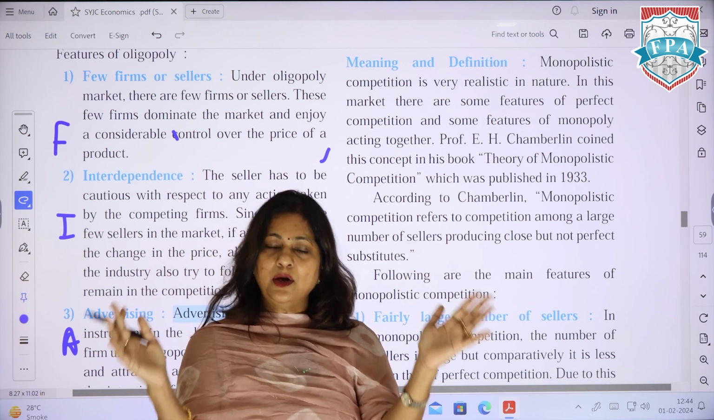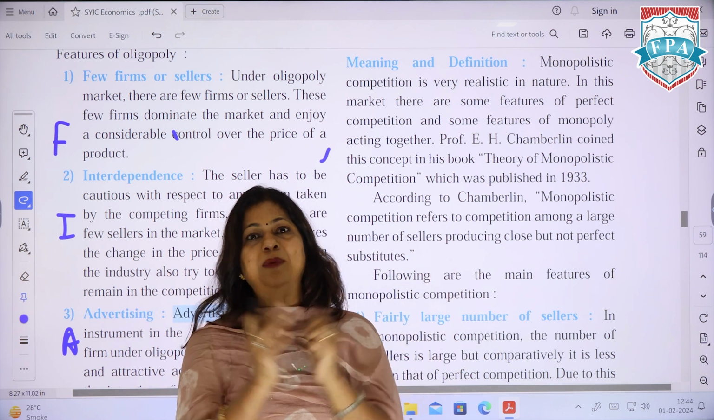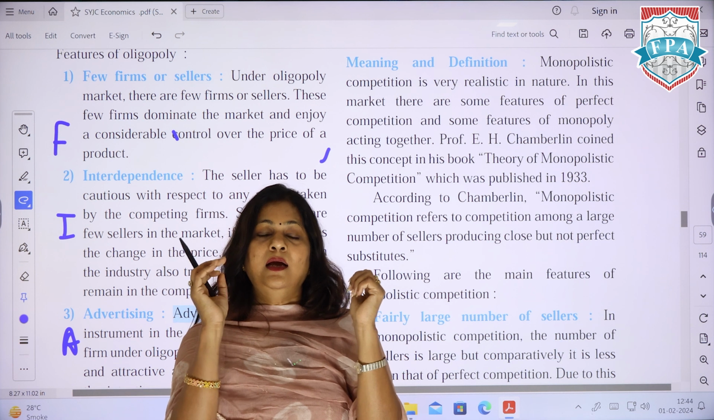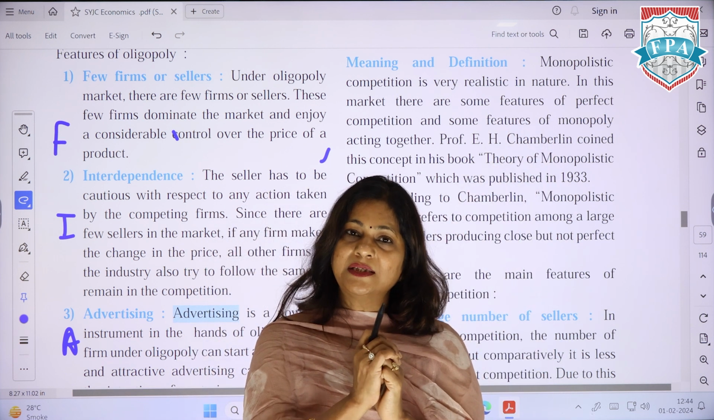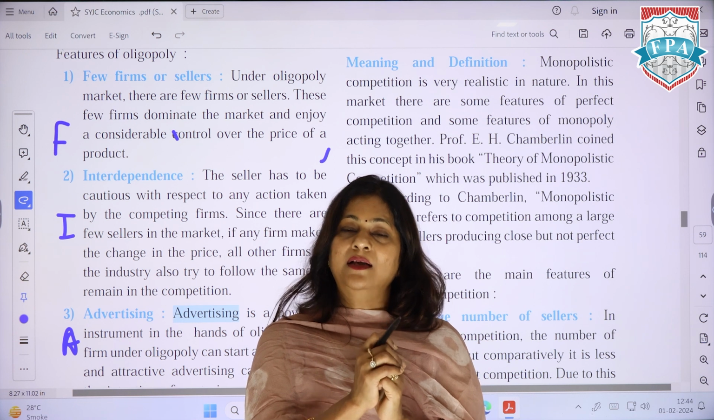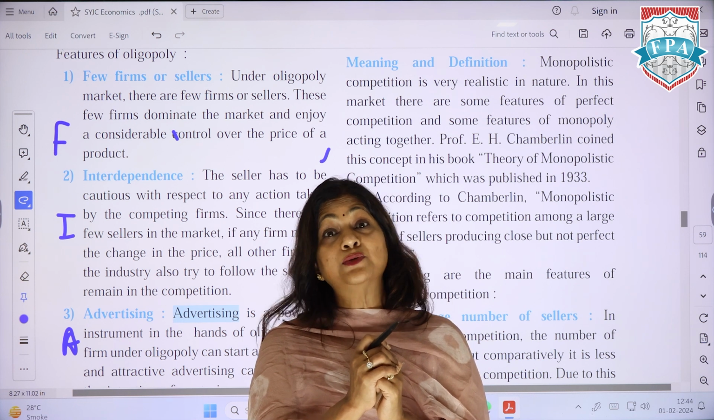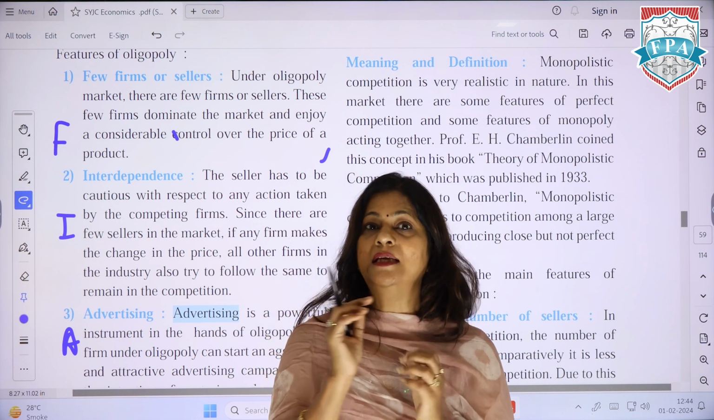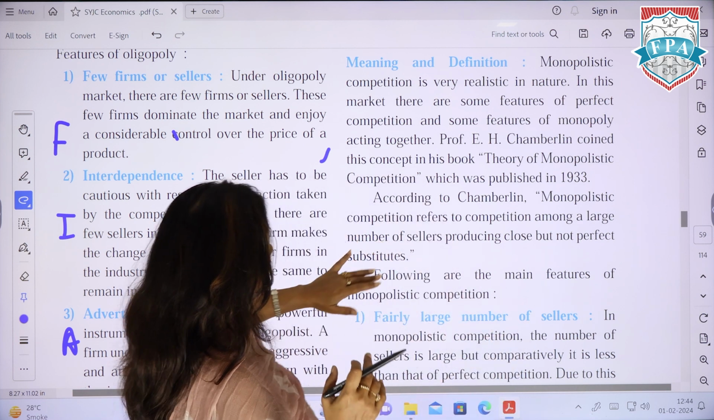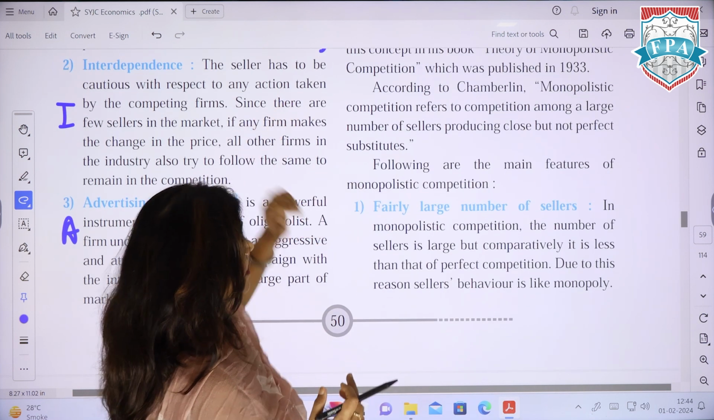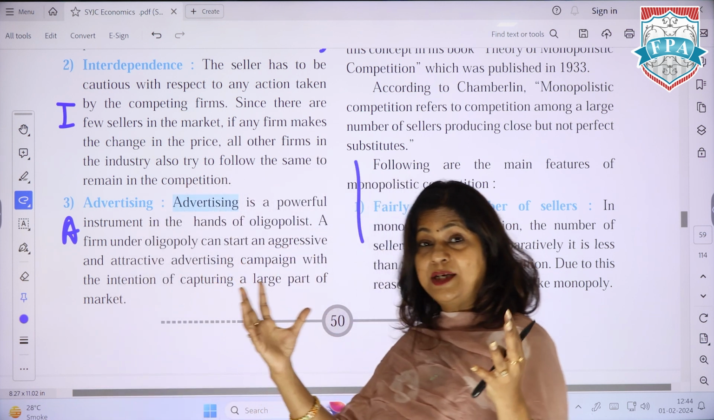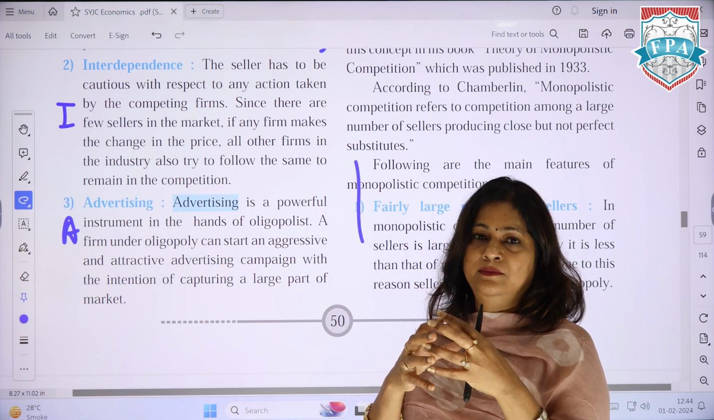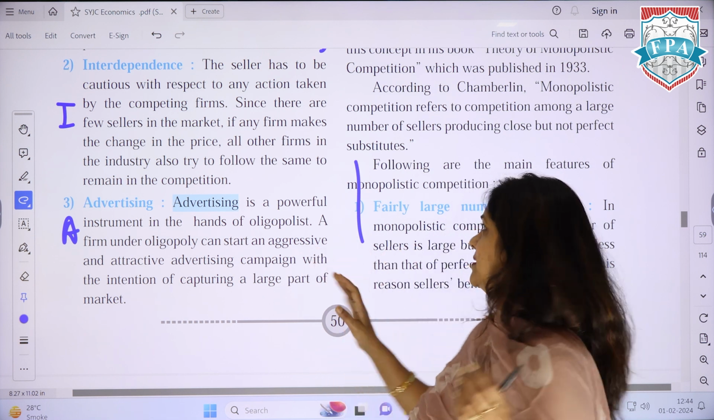Monopolistic competition में lot of buyers and sellers are there. Large number of buyers and sellers are there. But like monopoly, monopolistic competition में भी seller price determine कर सकता है. क्यों? क्योंकि product homogeneous नहीं है. So the characteristic of monopolistic is lot of buyers and sellers. As I said, perfect competition और monopoly को blend कर दो, तुमको monopolistic आ जाएगा.